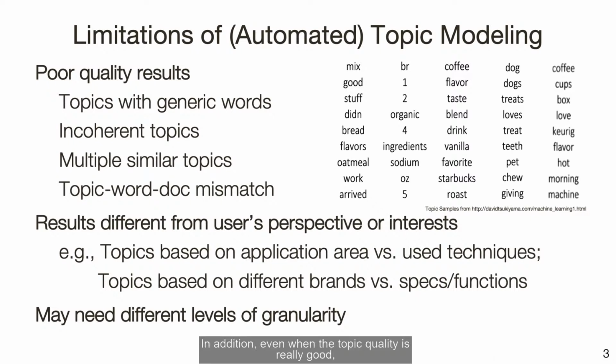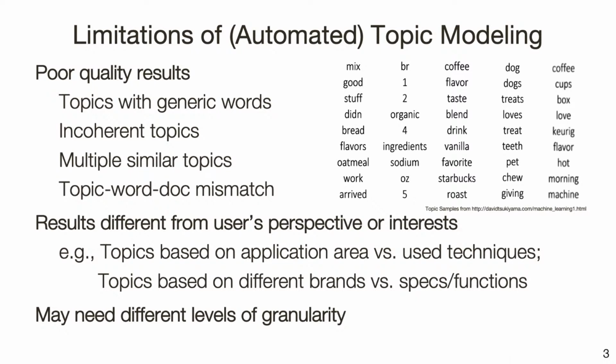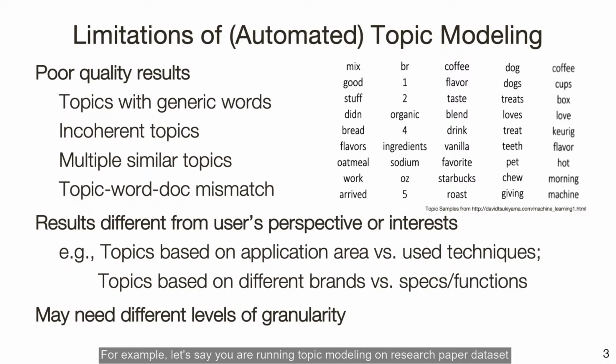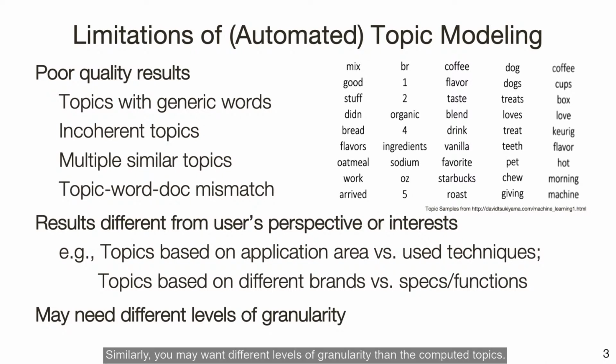In addition, even when the topic quality is really good, the computed topics can be different from users' perspectives or their interests. For example, let's say you are running topic modeling on a research paper dataset, and you expect the topics to be based on their application areas. But the computed topics may be based on what kind of techniques are used in those papers. Similarly, you may want different levels of granularity than the computed topics.